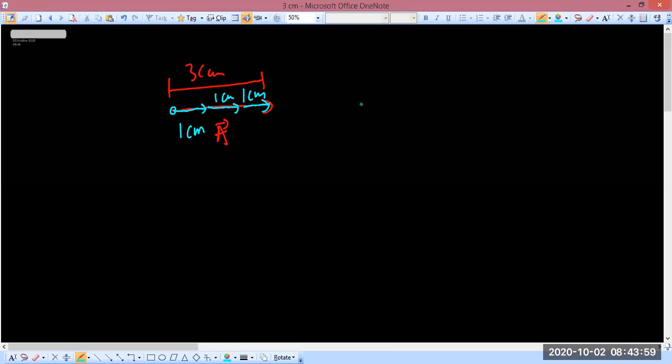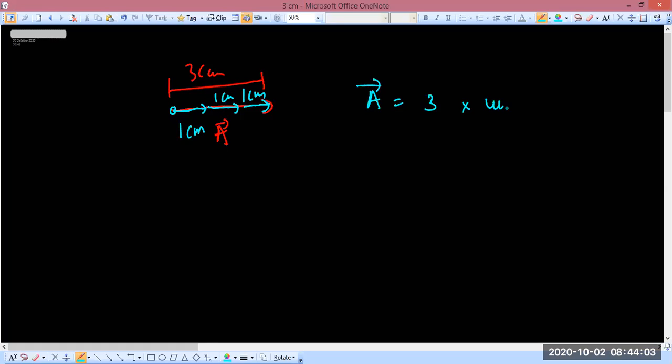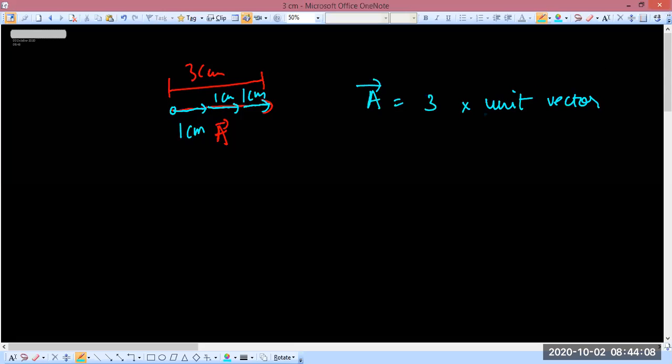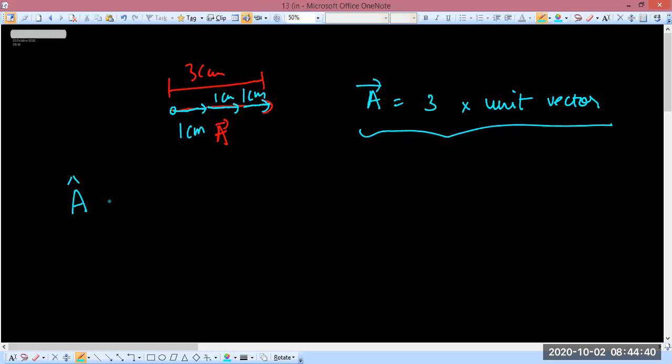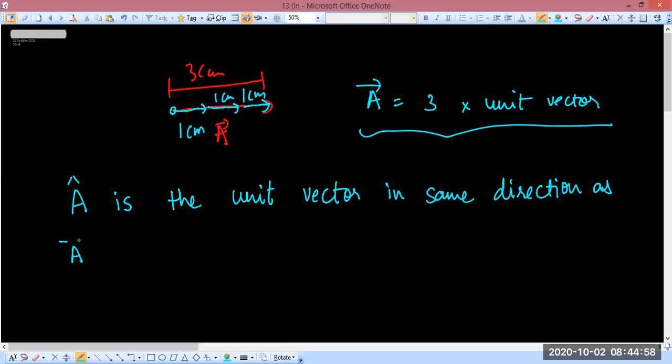Do you understand what I'm saying? I hope this is clear to all of you, that A vector equals 3 into unit vector, 3 times, because we'll have to draw it 3 times. Now, this actually demands a symbol. How should we write this? So A hat, listen to this carefully and you can write it also. A hat is the unit vector in same direction as A vector. Okay, this is what we mean by this symbol.